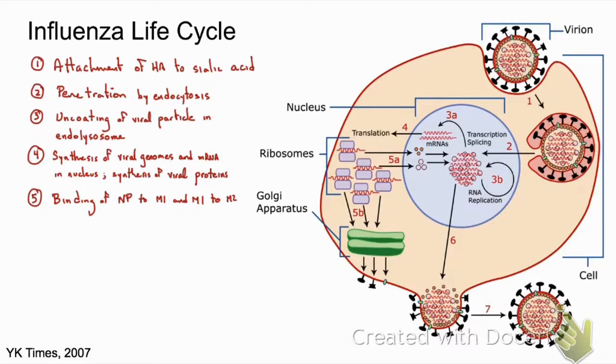In the last step, during the exiting of the virus, what we find is that influenza actually buds out of the host cells. And the envelope protein neuraminidase, or NA, is required to cleave sialic acid so that the viral particle can be released from the host cell.